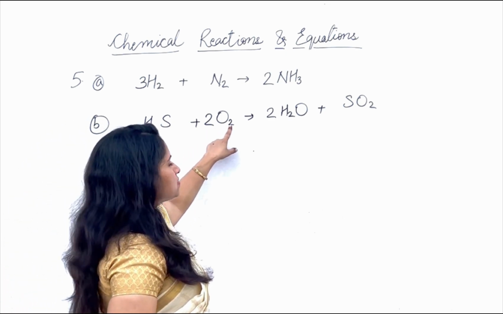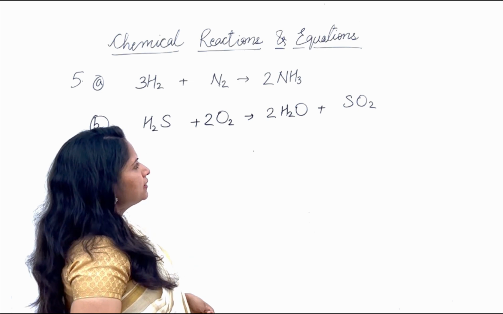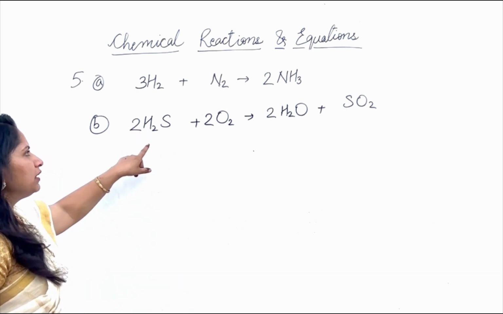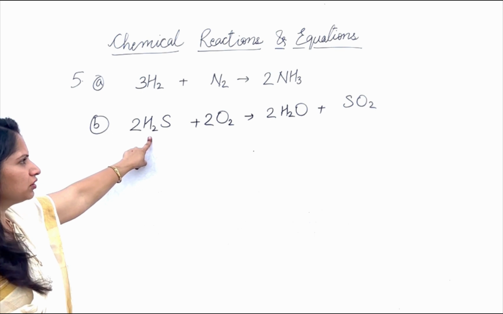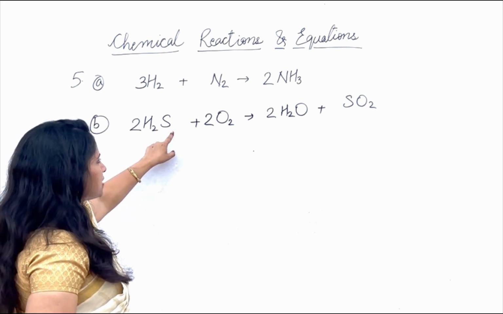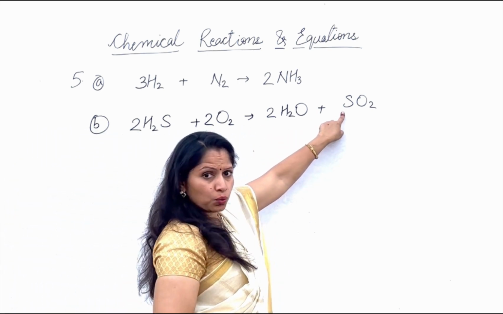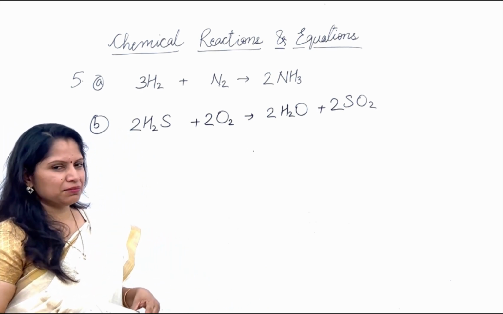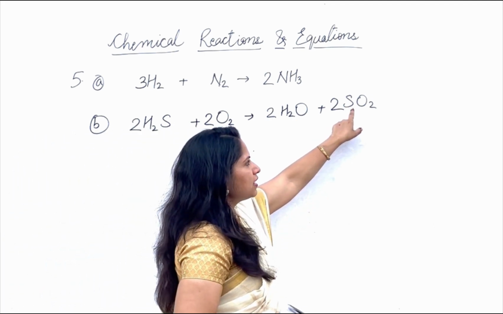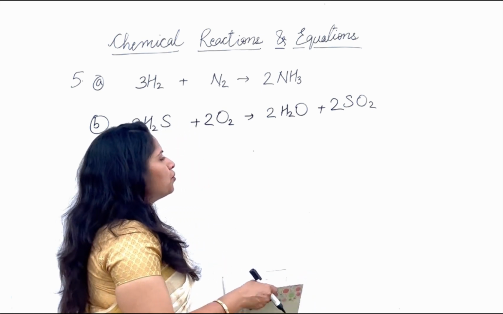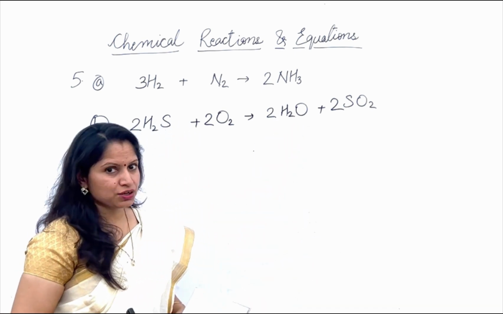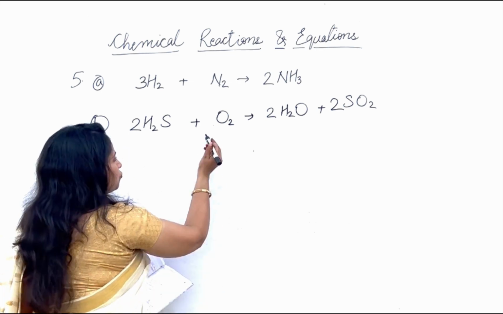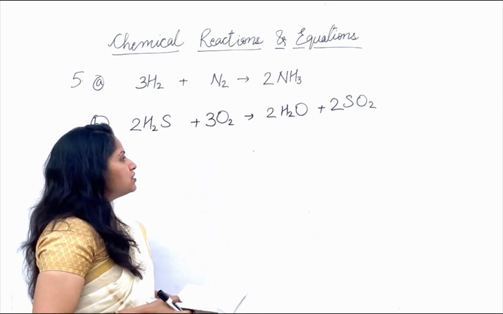Now I have balanced my oxygen, but what about hydrogen? Hydrogen on this side is 2 times 2, that is 4, and on the left hand side is just 2. So to balance it, I need to multiply this side also with 2. But what about sulfur then? Now sulfur is unbalanced: this side it's 2 and this side it's only 1. So I have to make it 2 as well. But now our oxygen is once again unbalanced. Let's see how many oxygen atoms are there on this side: 2 times 2 is 4, 4 plus 2 is 6. So this side also I need to have 6 oxygen atoms, and for that I need to take 3 molecules of oxygen. Now my reaction is balanced.